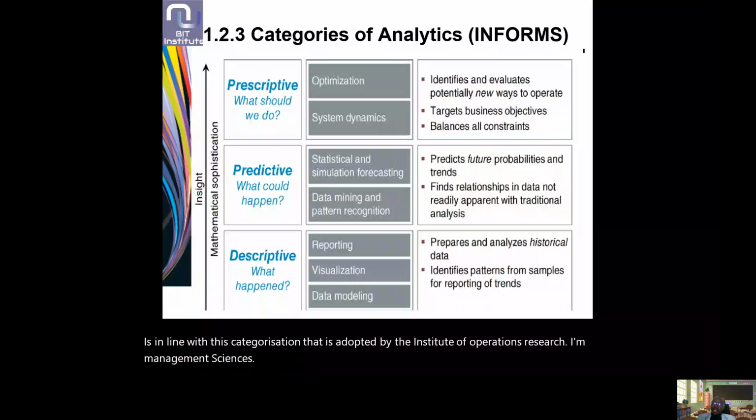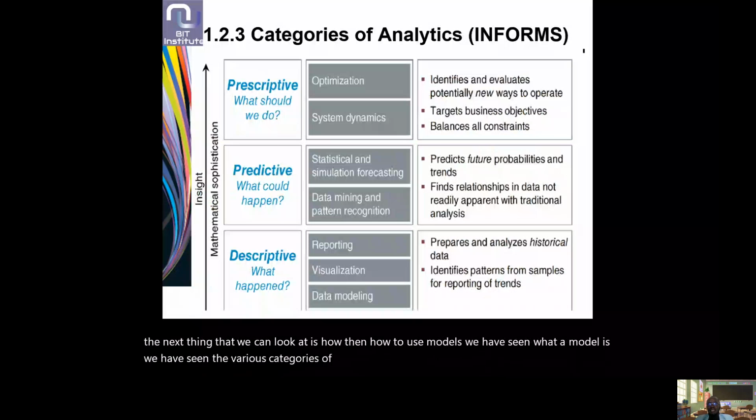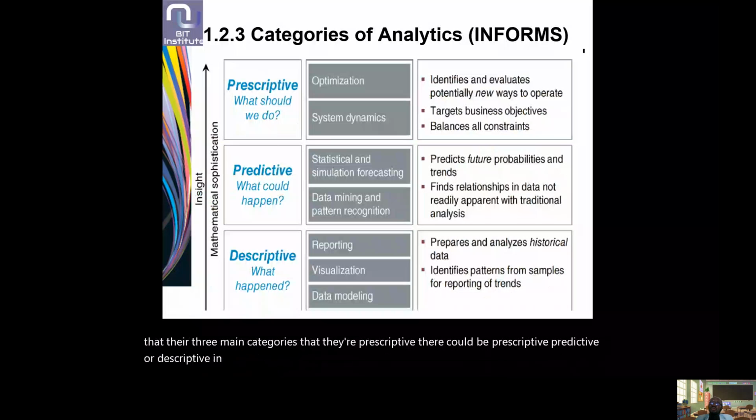The next thing that we can look at is how to use models. We have seen what a model is. We have seen the various categories of models found in business analytics, and we have seen that there are three main categories: they could be prescriptive, predictive, or descriptive in nature. But we need to know that models have their own limitations, and therefore how you use them is important in decision making.